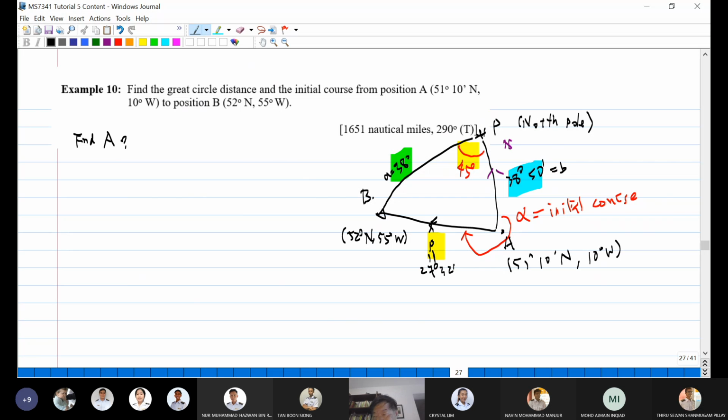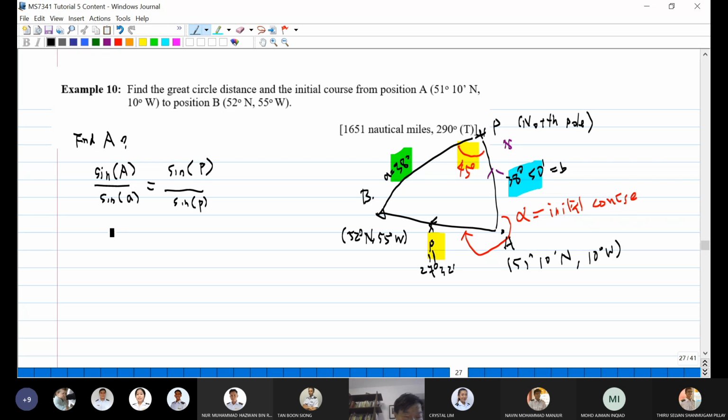You can use the sine law or the cosine law, right? In this case, let's use the sine law. The sine law is easier in terms of calculation. Then you just have to make sure that you get a correct answer. So the sine law says sine of angle A over sine of side A is equal to sine of angle P over sine of side P.